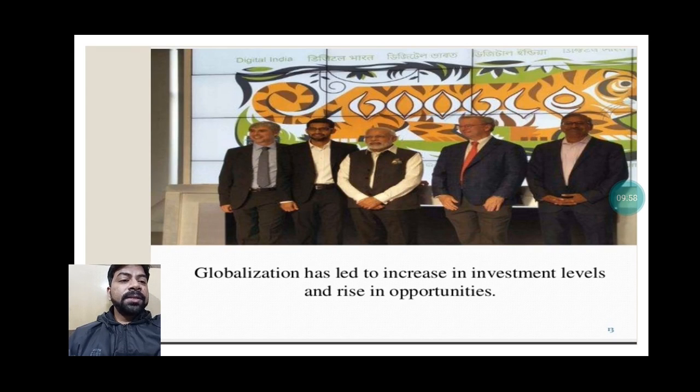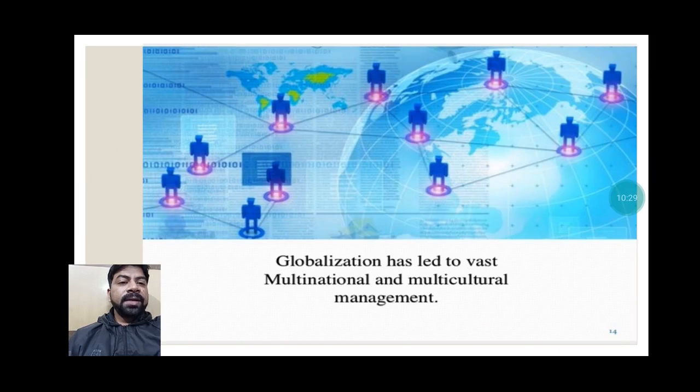Globalization has led to an increase in investment levels and a rise in opportunities. This is our honorable Prime Minister, and because of him we got a great impression in the global arena. This shows political globalization, how nowadays countries and their leaders are coming together, and this leadership will open the path for FDI, foreign direct investment, and India's rank to get that FDI is 7th in the world.